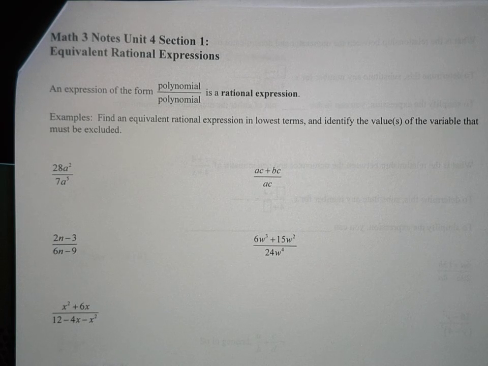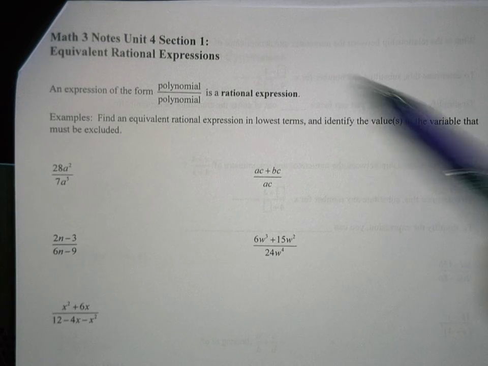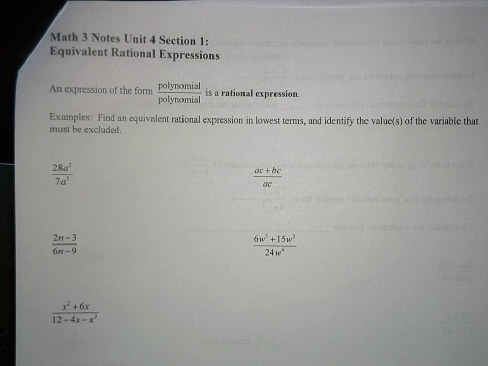Math 3, Unit 4, Section 1. Today we're talking about equivalent rational expressions. So one thing that we want to remember is that with expressions, we are just simplifying. We're not actually solving for a variable. Equations, where we have equal signs, are where we're solving and finding an answer to a variable. So in this case, all we're doing is going to be reducing these fractions.